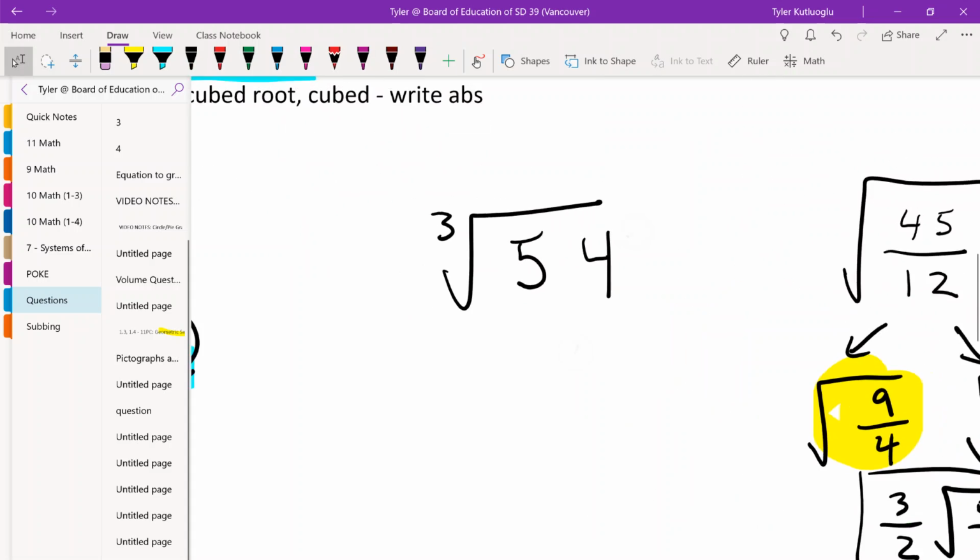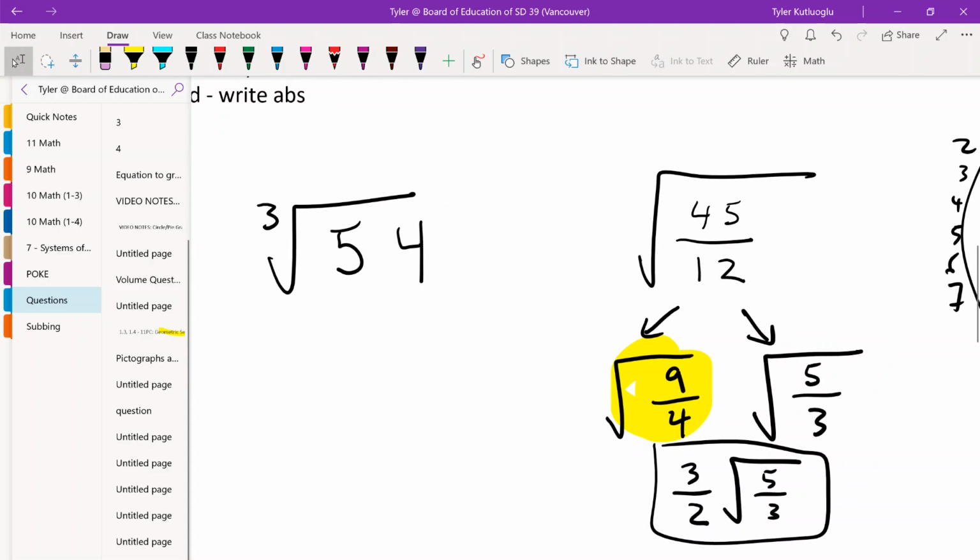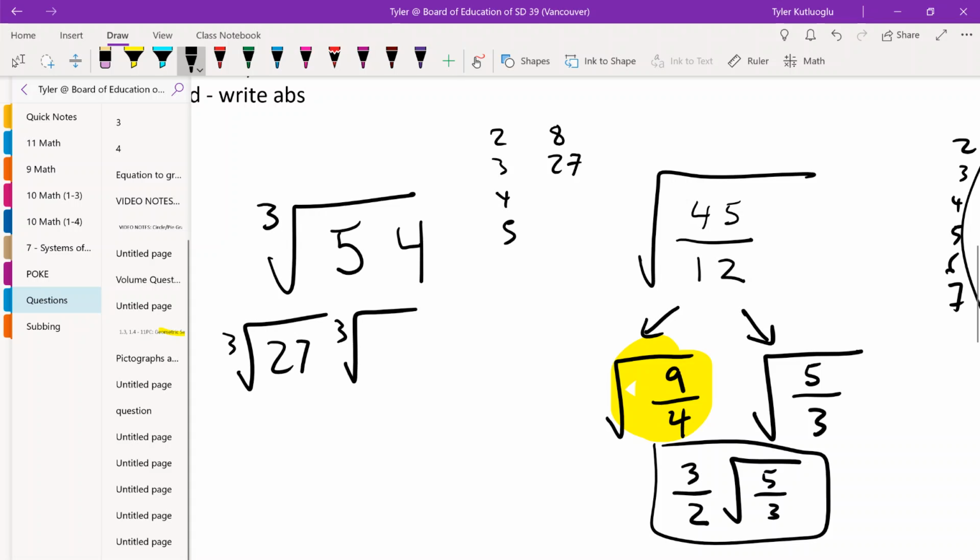You can also do the same thing if it has cube root, and again, it helps to write out all the perfect cubes so you can see them and know what's going on. So you got 2, 4, 8, 3, 9, 27, and it's actually going to be 27. So we're going to do cube root, and I'm going to say 27 times 2. Cube root 27 is just 3, and then the cube root 2 just stays like that, and that's my final mixed radical.